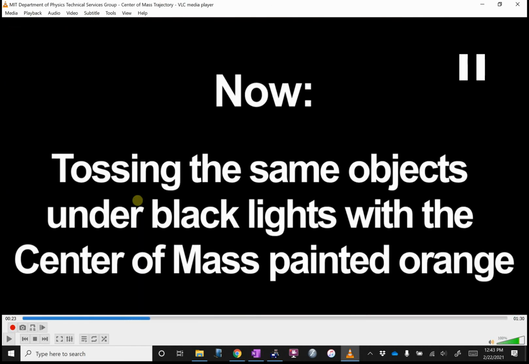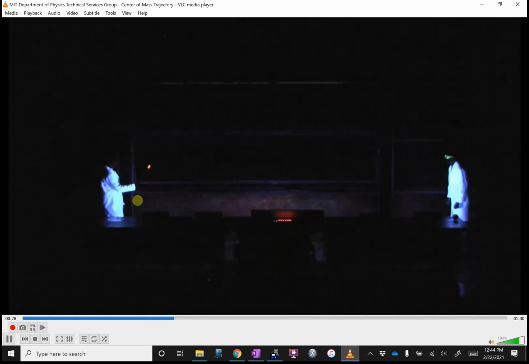However, now we're going to show those same objects and we're going to have the center of mass painted orange. Their center of mass is what travels in a parabola. So first, the badminton racket. No wobble, even though it was spinning around that. Here's that other object, that little club that they threw.